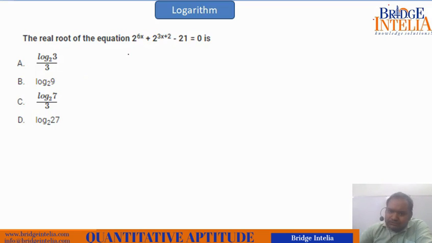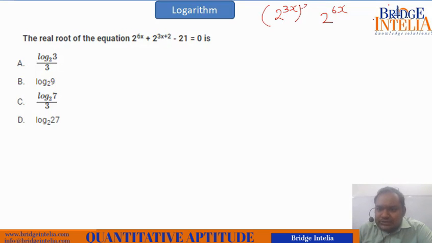So let's observe something. There is a certain relation between 2 to the power 3x and 2 to the power 6x. Questions such as these carry ample amount of hint with them. There is a very clear-cut hint. The terms used are very evidently carrying a hint: 2 to the power 6x and 2 to the power 3x. How are they related? 2 to the power 3x whole squared is equal to 2 to the power 6x.